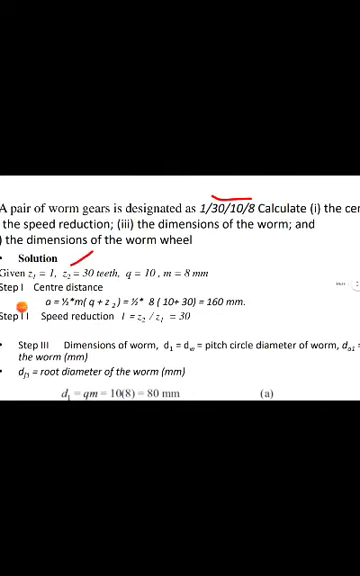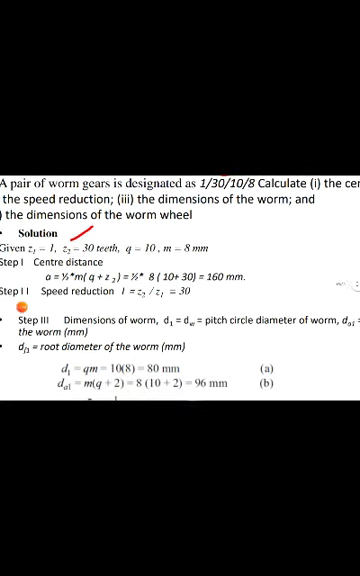Z1 is the number of starts. It is either called Z1 or ZW. Z2 is the number of teeth on the gear, so there are 30 teeth. It is Z2 or ZG. Q is the diameter quotient, and M is the module, 8 mm. So the last number 8 stands for the module 8 mm. The second last, 10, stands for Q, the diameter quotient. First is the number of starts, second is the number of teeth on the gear.